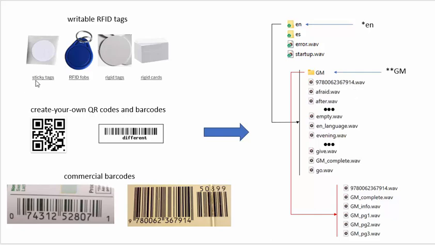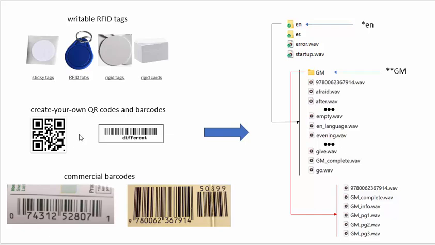So you've got all your various RFID inputs, whether it's a little sticky tag or a fob or rigid tags, or those cards that you often see people use for entrance to buildings. And you can write text on those.